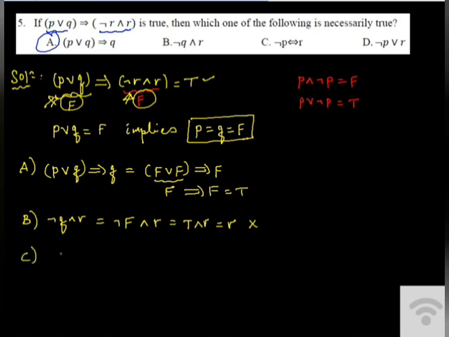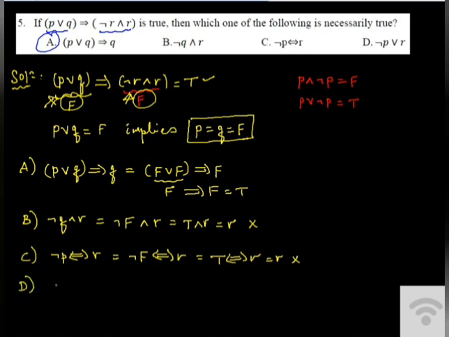Let's check for C. Negation of P implies R. Negation of P means negation of false implies R. Now negation of false is true. True implies R is dependent on R. If R is true, the compound proposition becomes true. If R is false, it becomes false. So we cannot draw any conclusion here. So C cannot be necessarily true.